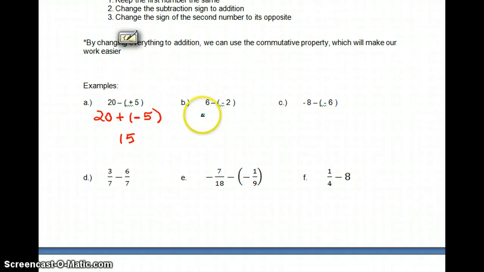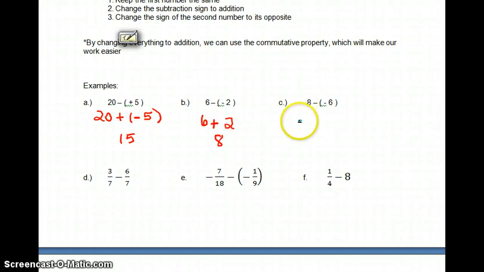Example B, we keep the 6 the same. You change subtraction to addition. Negative 2 will become positive 2. 6 plus 2 is 8.